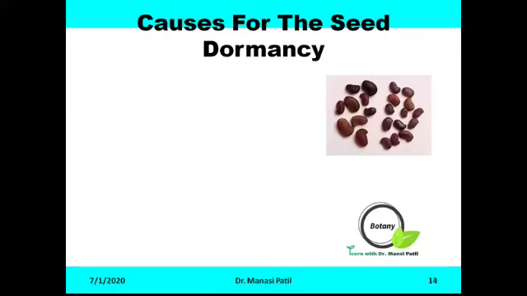Next part, that is the causes of seed dormancy. There are certain causes for seed dormancy. The causes of seed dormancy in different seeds are different, and they may be external as well as internal in nature. Some reasons for seed dormancy are listed below.